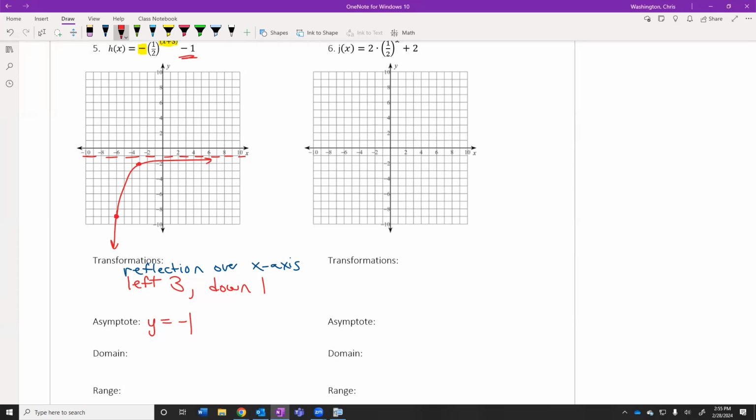And at this point, we should be able to find the domain, the range, and all of that good stuff.